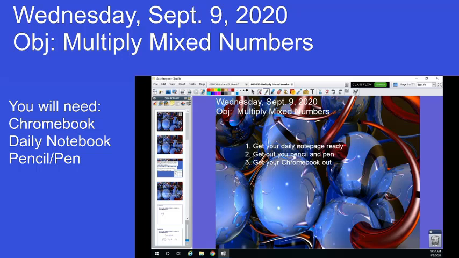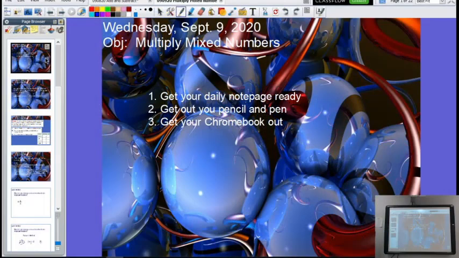Today we're going to talk about multiplying mixed numbers. What you're going to need is your Chromebook, your daily notebook, your pencil or pen, and you do need to take notes. Every time I pause the video, you need to answer the question and then turn the video back on so that you can see me work it. So let's get into this lesson today.